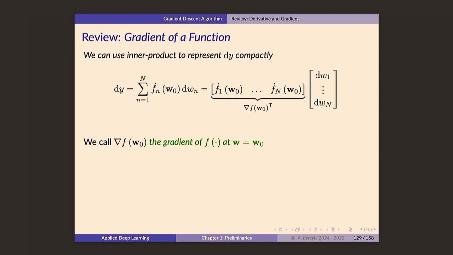So the inner product of the gradient vector with the direction or the vector that I'm moving towards is going to give us the change in our function. Clear? So the change in our function is the inner product of the gradient at one point and the movement vector, dw.